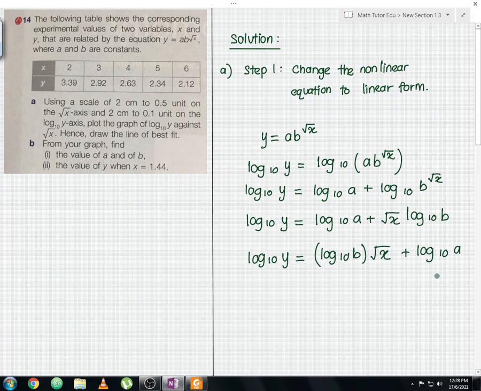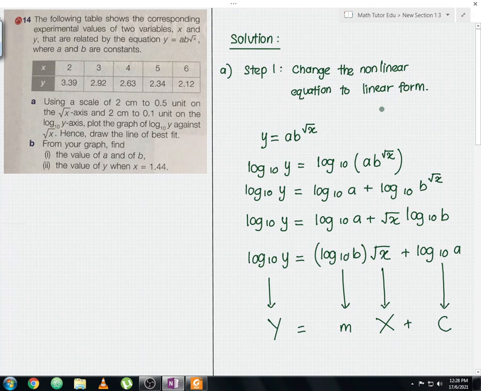10 a. So from here we can denote that this log 10 y is representing the y-axis. This log 10 b is representing the gradient of the straight line. This square root x is representing the x-axis, and this log 10 a is representing the y-intercept. Okay, so this is our first step, where we have already changed the non-linear equation to linear form.